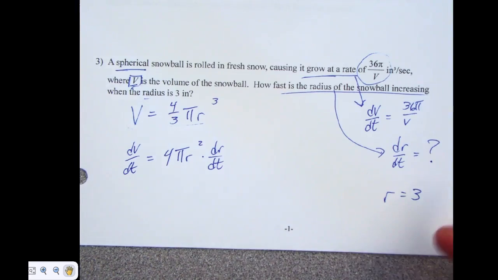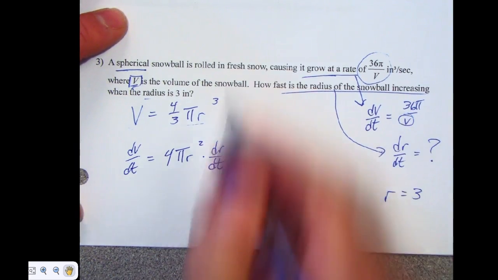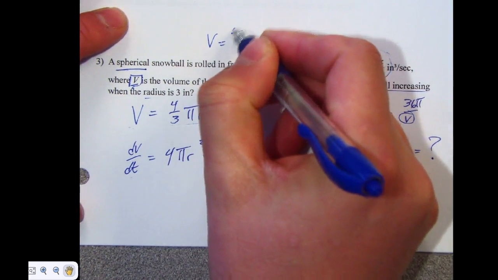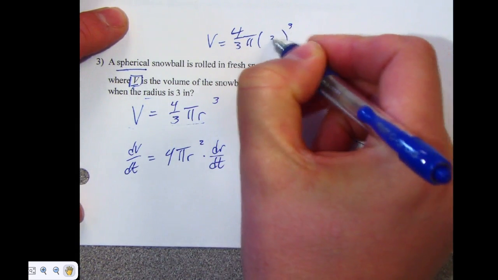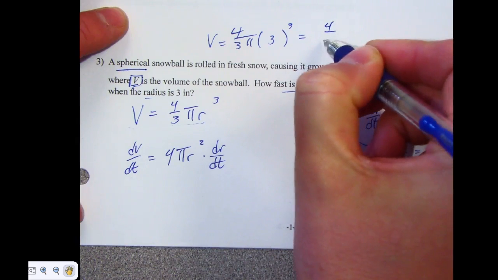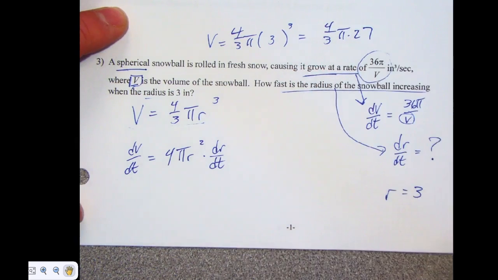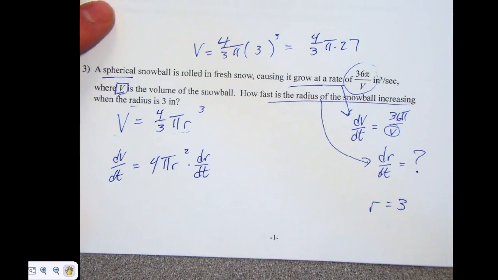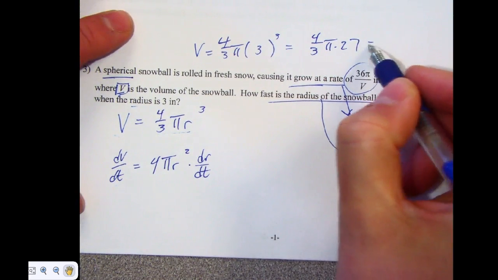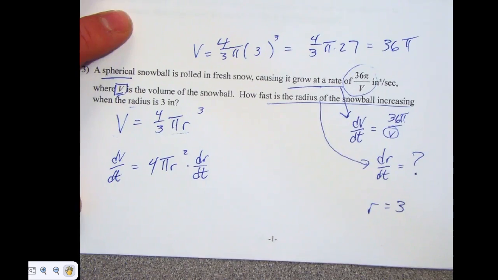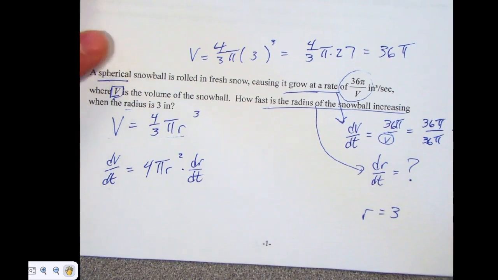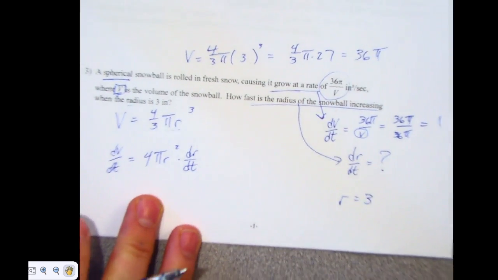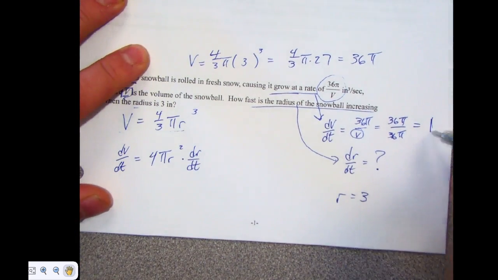Okay. So V goes there. Well, V is 4/3 pi times r cubed. What's r? 3. r is 3. So it's 4/3 times pi times 27. So it is actually 36 pi. So dV/dt is actually 1. You see what I'm doing? You with me?